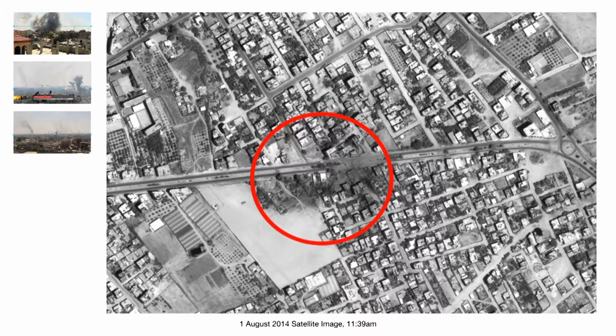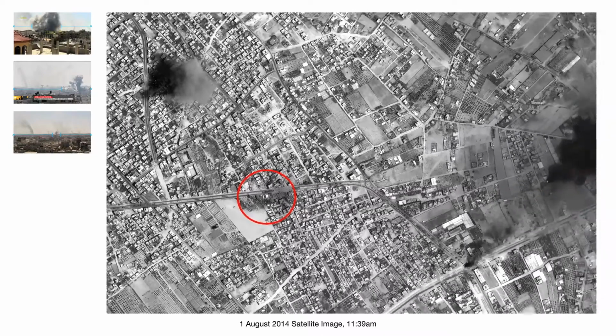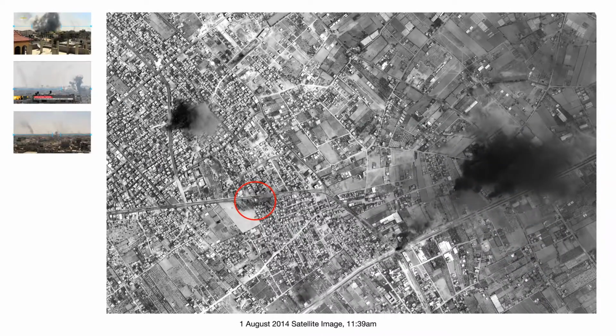This satellite photograph, taken at exactly 11:39 a.m. on the 1st of August, offers a rare insight into the battle as it developed. The destruction of the Tannur neighbourhood is already visible on the satellite image. To determine the precise time of the strike, we use shadow analysis.